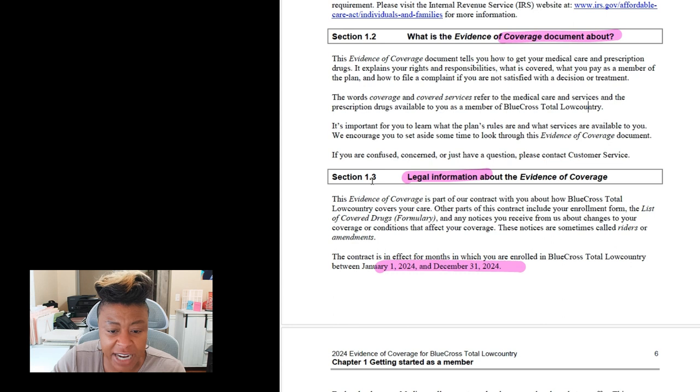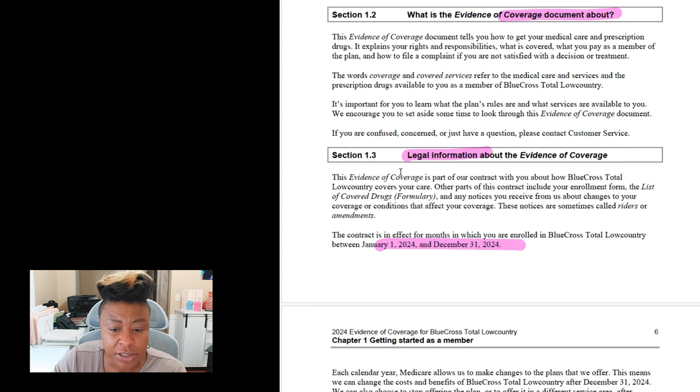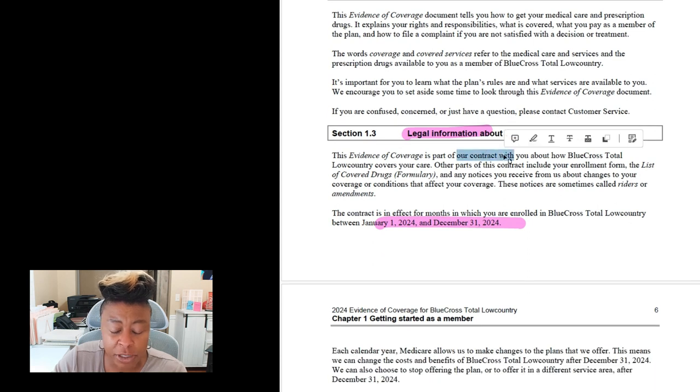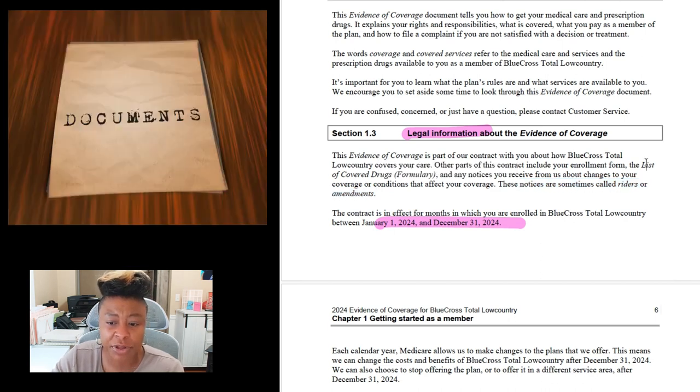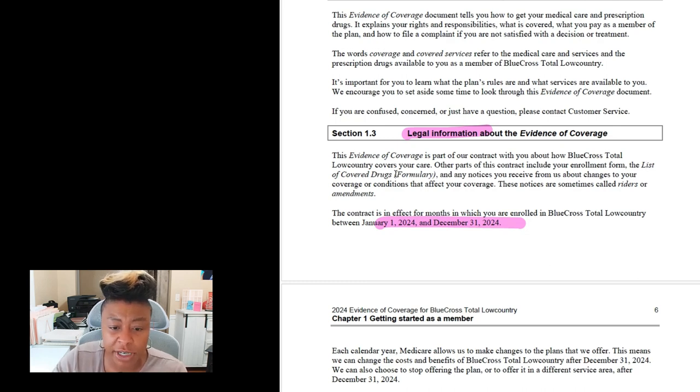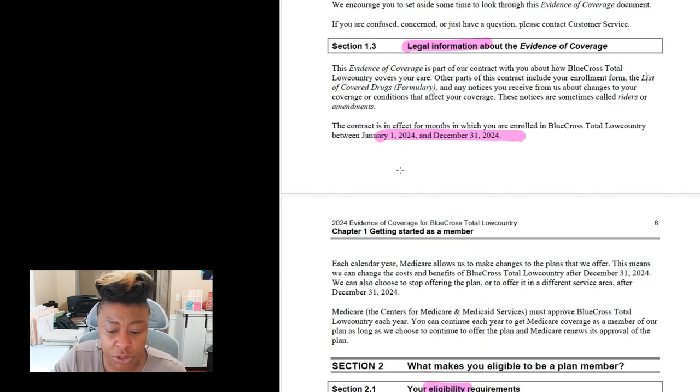Section 1.3 of Chapter 1 is all legalese. What's some of the legal information about the evidence of coverage? So basically, it is a contract. You signed up for this particular plan. Here's the contract about what they are actually going to cover as far as your care is related. Okay. It's telling you also that sometimes these notices are known as riders or amendments, meaning the supplemental documents that come with this, like your list of covered drugs, also known as the formulary, your pharmacy directory, all of those documents that come with this particular contract, or this EOC, is everything that it's telling you in section 1.3.